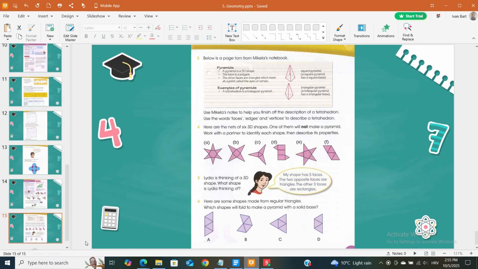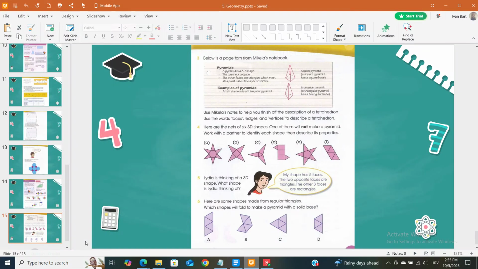Pyramids. A pyramid is a 3D shape. The base is a polygon. The other faces are triangles which meet at a point called the apex or vertex. Examples of pyramids. A tetrahedron is a triangular pyramid. Square pyramid. A square pyramid has a square base. Triangular pyramid. A triangular pyramid has a triangular base. Use Michela's notes to help you finish off the description of a tetrahedron. Use the words faces, edges, and vertices to describe a tetrahedron.